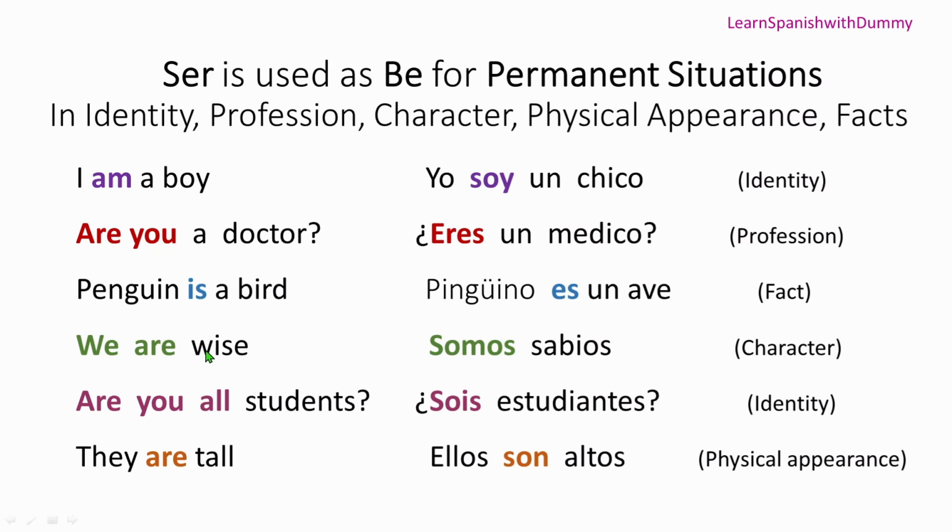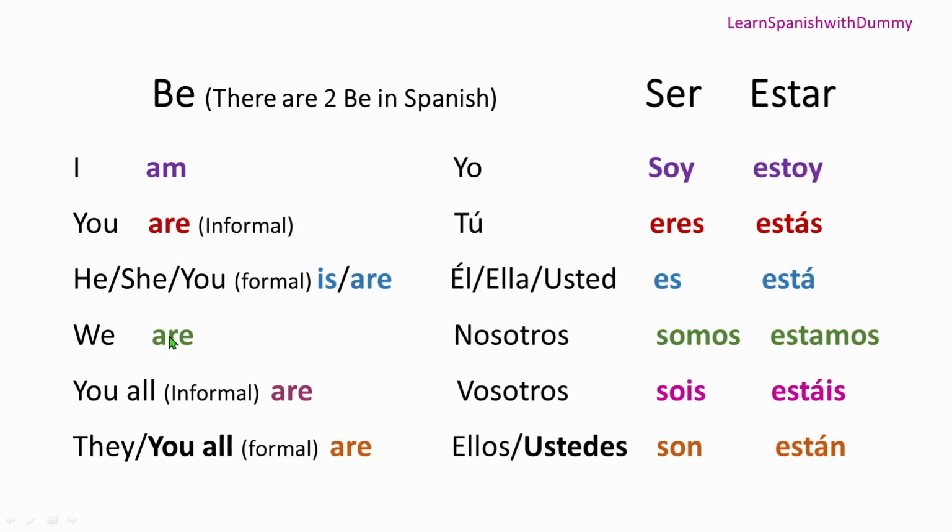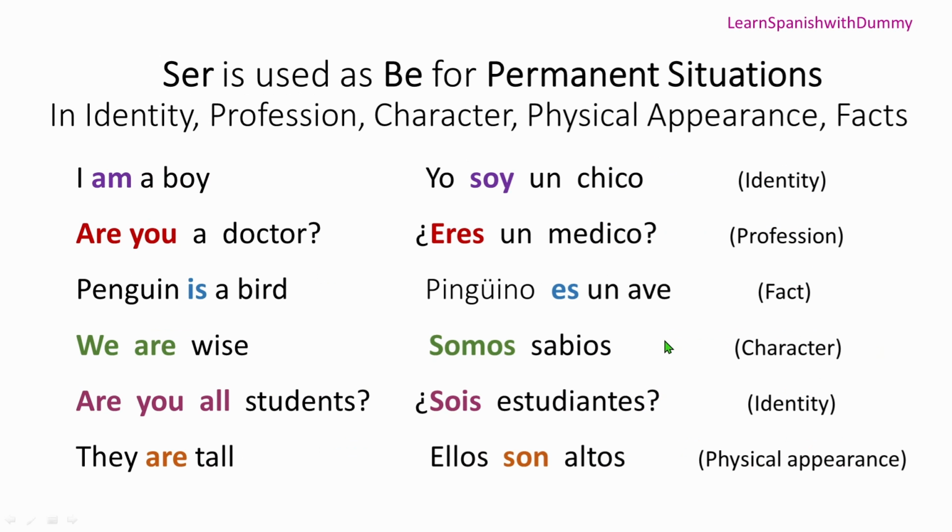Now we are wise. Okay, so that's a character, right? Somos sabios. Somos means we are. Now, where does somos come from? Here: nosotros somos, for the verb ser. One thing you need to know is that we're just going to use this form: soy, eres, es, because we are talking about the ser verb. You don't need to think about this one, just this one. Somos means we are. So we are wise, somos sabios.